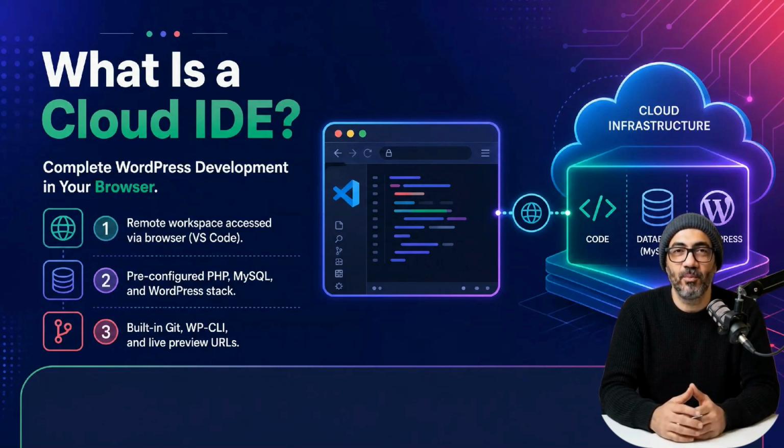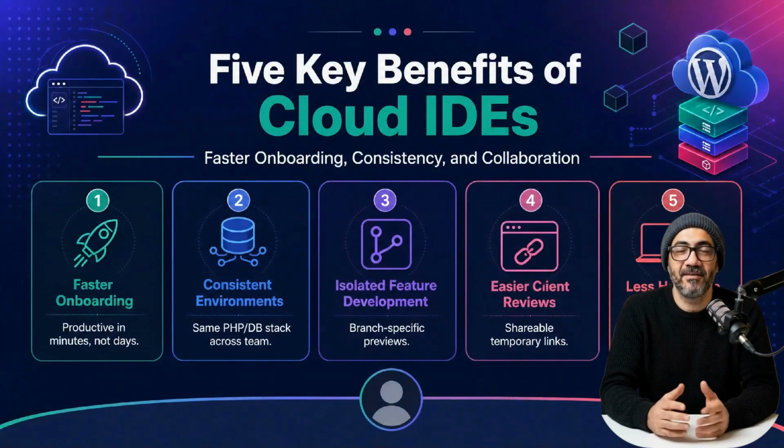First, faster onboarding. New developers get a fully configured environment in minutes, not days. Second, consistent environments mean no more configuration drift between team members. Third, isolated feature branches allow developers to work on new features without affecting the main code base. Fourth, easier client reviews. Share a live preview link instead of setting up a staging server. And fifth, less hardware dependency. Your development power comes from the cloud, not your laptop.